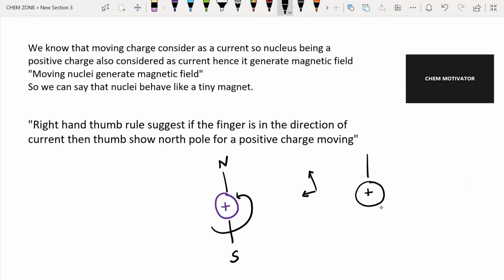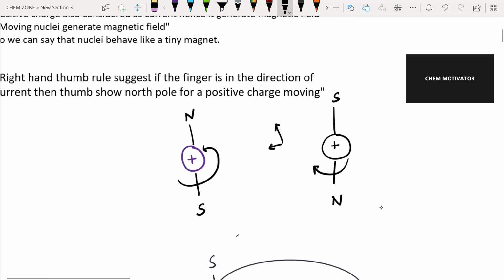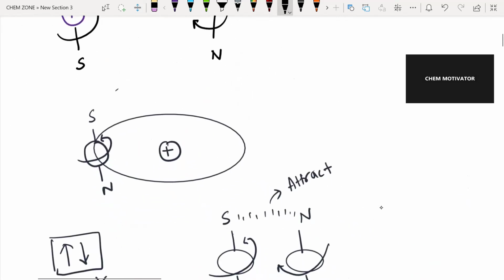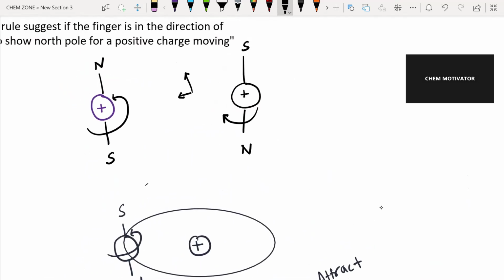Similarly, consider clockwise motion. If you are considering the clockwise motion, this will be the north, this will be the south. Correct? This is the case of a positive charge moving and generating the magnetic field. Now, अगर आप इलेक्ट्रॉन की बात करते हो, then the direction will be reversed.